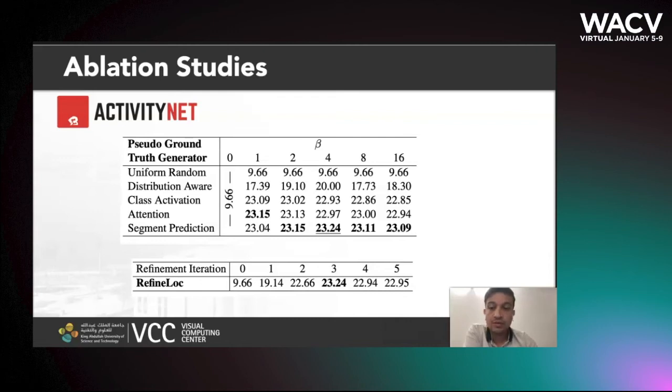The table below shows that RefineLoc's key component is the iterative refinement. It improves from 9 to 23 on ActivityNet using only 3 iterations.